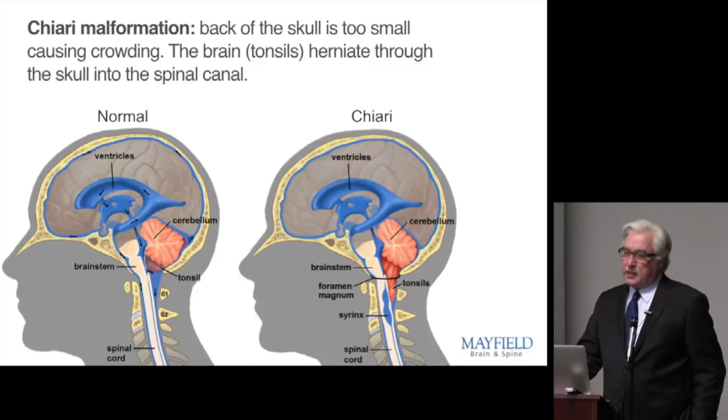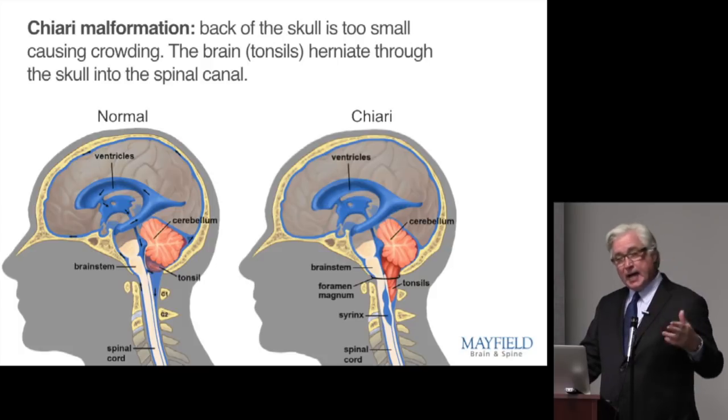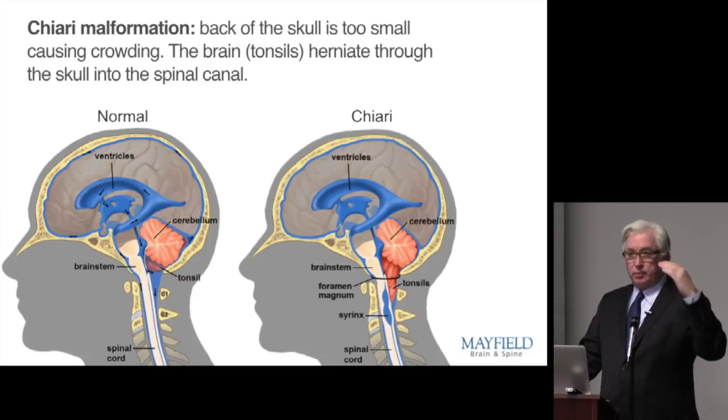But one of the causes, we think, is that there is a crowding or some anatomical variations in the anatomy of the brain, particularly the back of the brain. So the brain has basically two components. The top part of the brain has the hemispheres, which control emotions, motor function, sensory function, visual function.